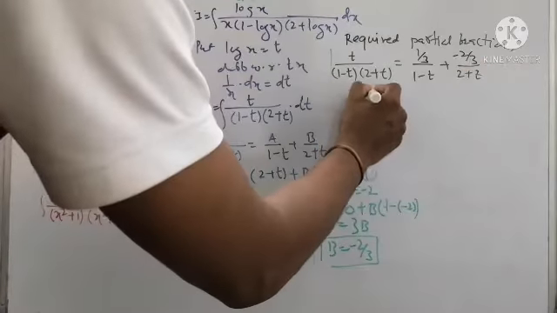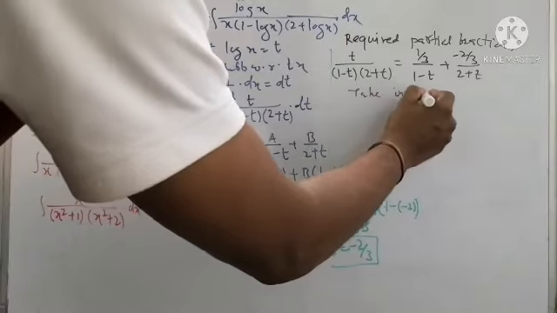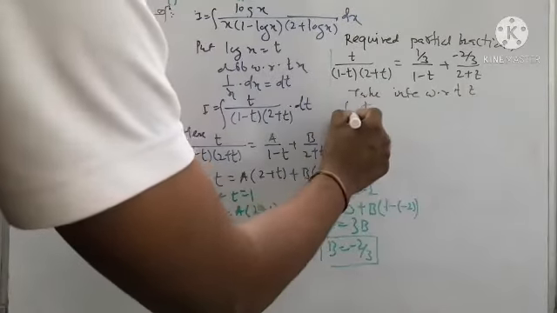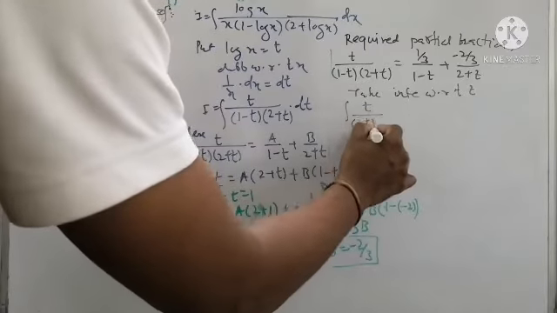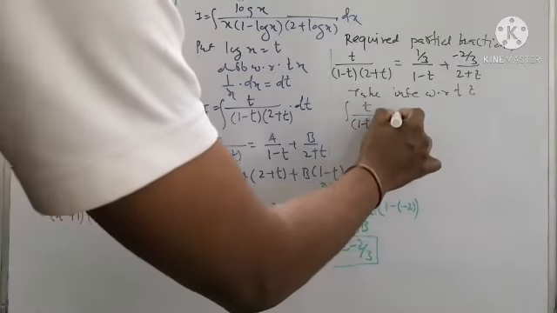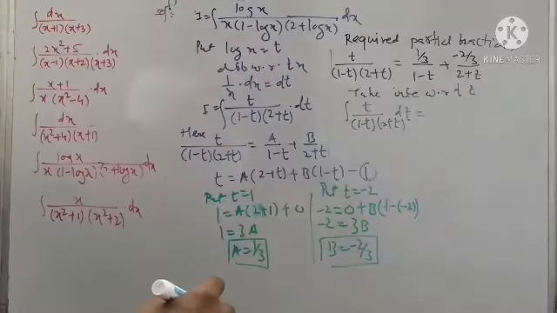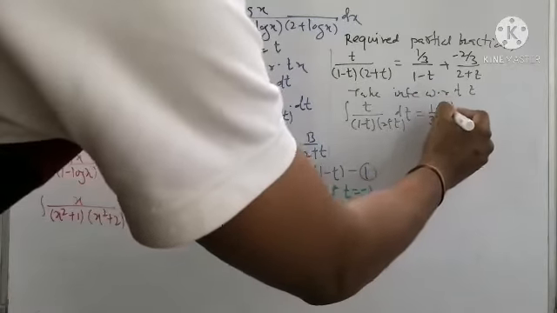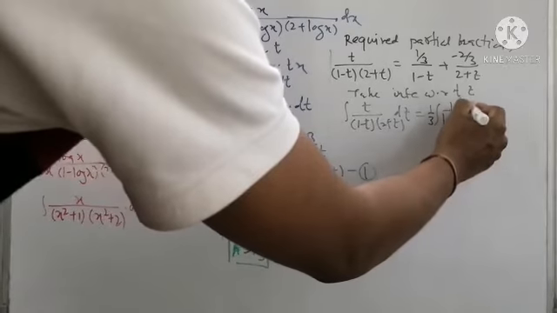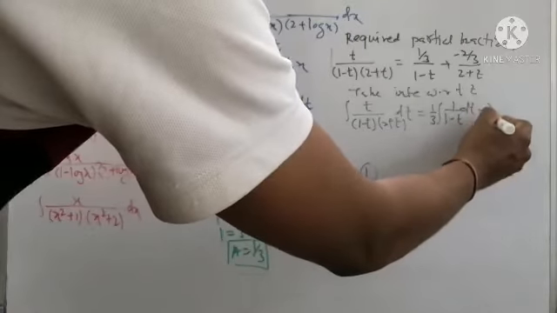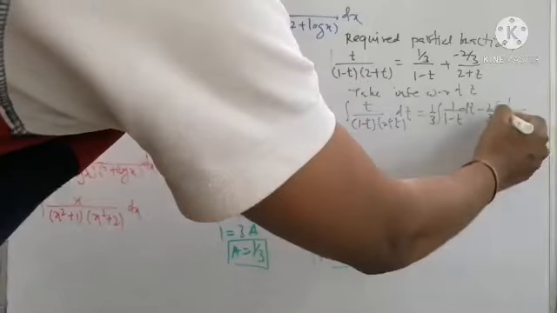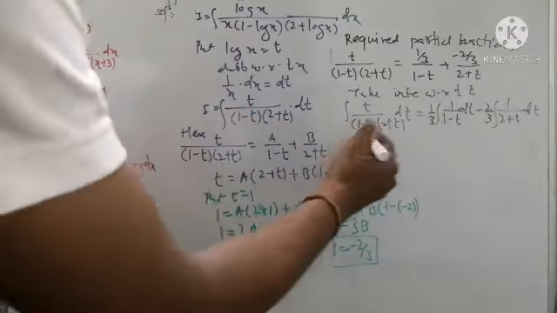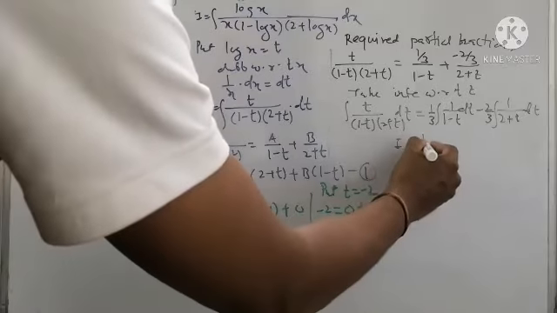Now take integration with respect to t on both sides. On the left hand side we get the integration of t divided by (1 minus t) into (2 plus t) dt. On the right hand side there is an addition, so we take separate integrations. In the first integration 1 by 3 is a constant, so we get the integration of 1 upon 1 minus t dt, and minus 2 by 3 is a constant in the second integration. In the integration we get 1 upon 2 plus t dt. Now the left hand side integration is denoted by I, so I is equal to 1 by 3.